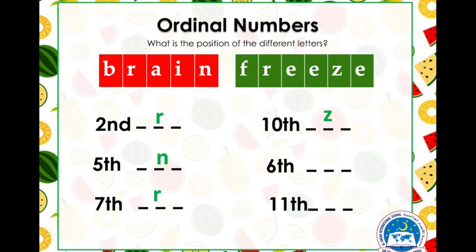Now let's look at what letter is in the sixth position. So here we have first, second, third, fourth, fifth, sixth. So if you've guessed that the letter F is in the sixth position, amazing job. Well done. Let's look at which letter is in the 11th position. So we have first, second, third, fourth, fifth, sixth, seventh, eighth, ninth, 10th, and 11th. So if you've guessed that the letter E is in the 11th position, super job. Well done.